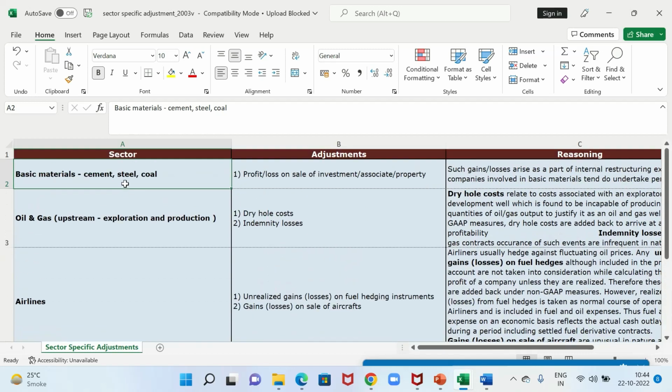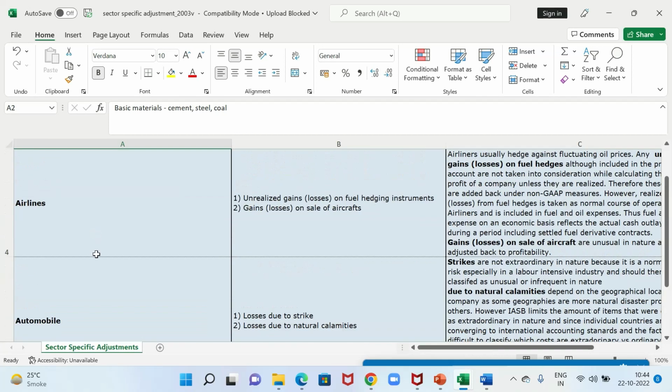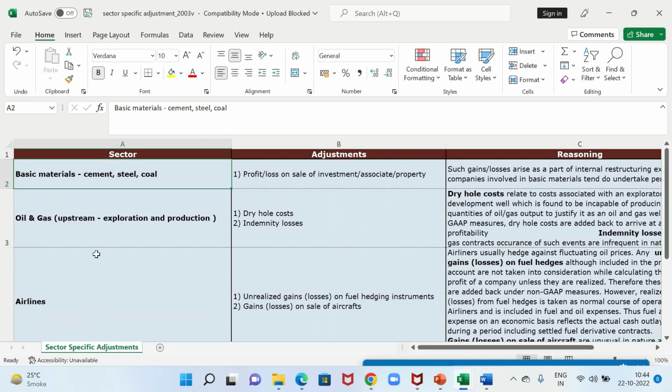And what are the common adjustments or the non-recurring items that we generally see in various kinds of industries. So you might be working in n number of industries. I have chosen a few of them just to give you an indication of how it is. Suppose a company is into basic materials: mining, cement manufacturing, steel, and coal.